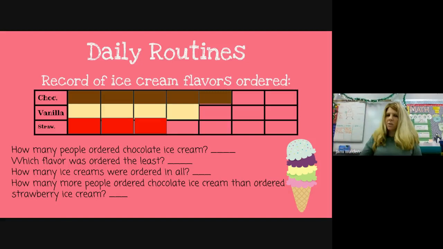All right, let's look at this chart. It says record of ice cream flavors ordered. What were the choices? Chocolate, vanilla, or strawberry? The first question says, how many people ordered chocolate ice cream? So I would take my finger and count next to chocolate, and I see 1, 2, 3, 4, 5. 5 people ordered chocolate.